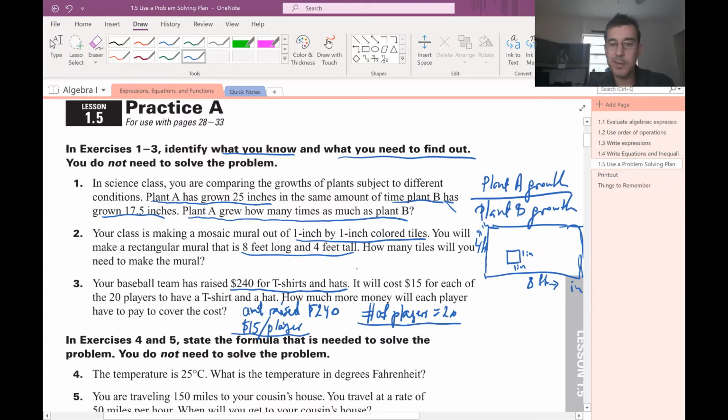So 20 times 15 is 300, right? And then you have raised 240. So from 240 to 300, there's a $60 gap. That $60 gap has to be covered by the number of players, which is 20 players.